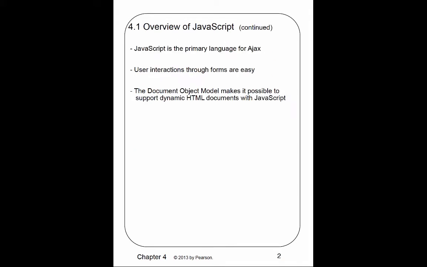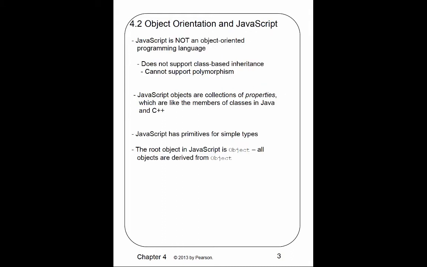So it's also the language used for Ajax, which we'll come back to later in the subject. And you can refer to stuff inside a HTML page from JavaScript by using what's called the document object model. We'll come to that as well.